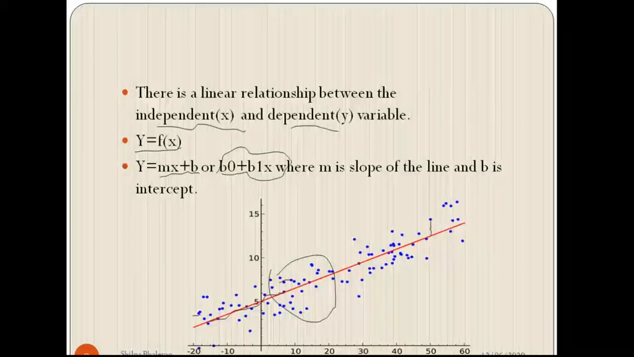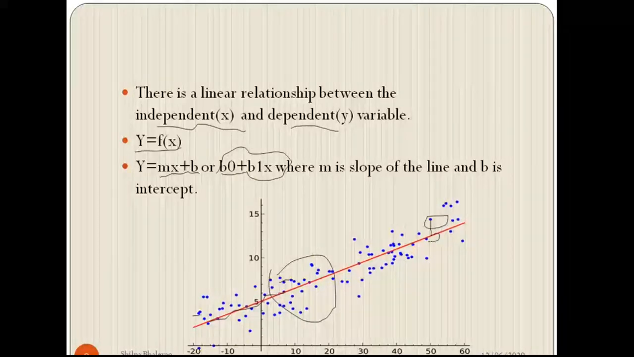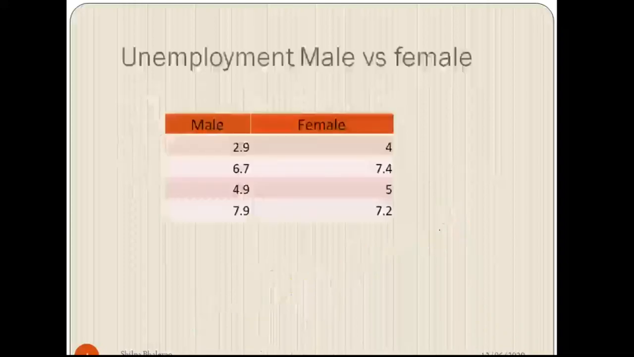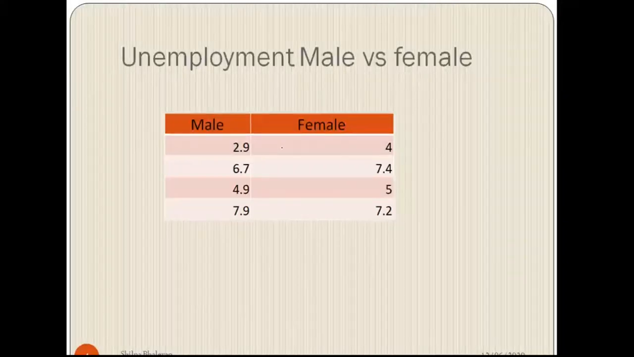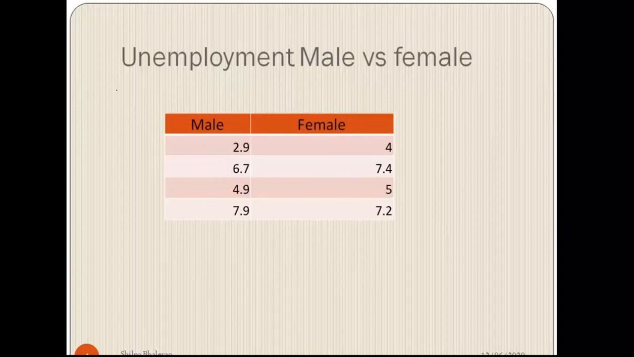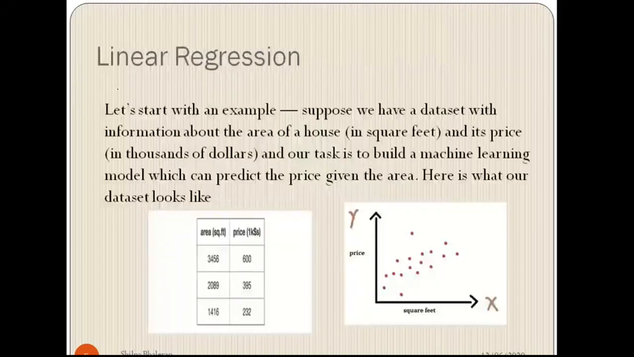Like this is the actual value for this value of x, and this is the predicted value for this value of x. So this difference should be minimum. Okay, we will see how we calculate it. Another example: suppose we have unemployment data, male versus female. This is also real data. Female depends on the male: if the male is unemployed, then the female needs to work. So this is an example of supervised learning and a basic example of linear regression.